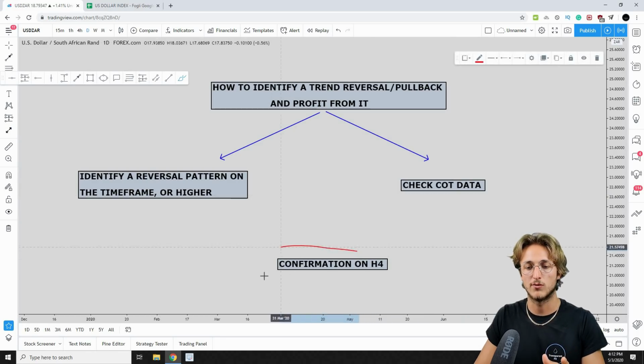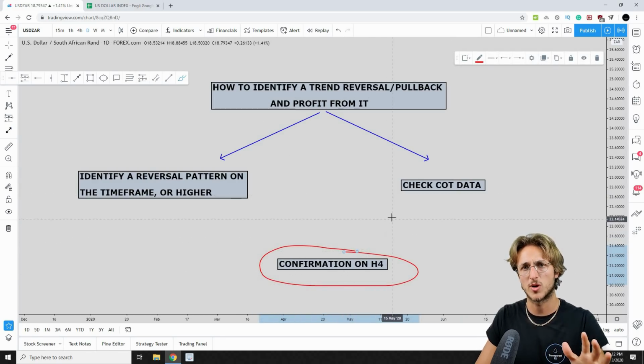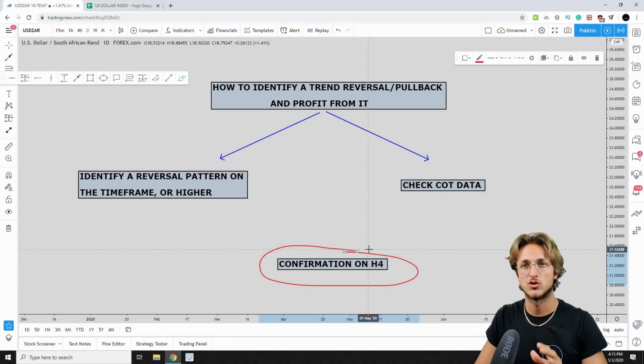Therefore, you have to be looking for possible confirmations always on the 4-hour time frame, no matter where you're looking for the patterns, and obviously not the COT data. But when you're looking for confirmation, the 4-hour time frame is the most accurate time frame to be looking for possible confirmations.